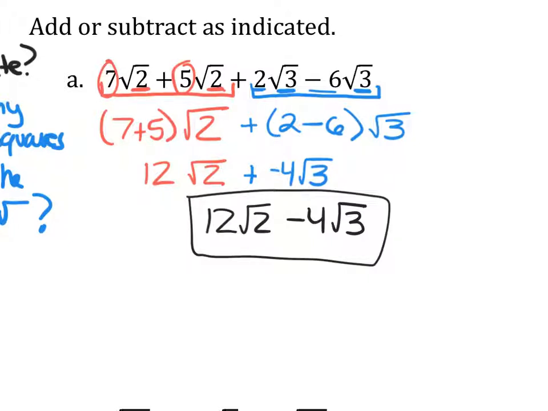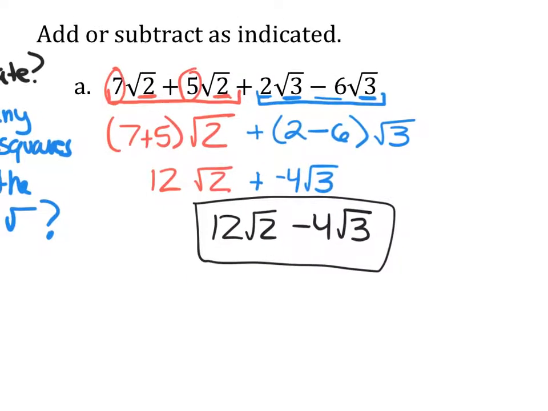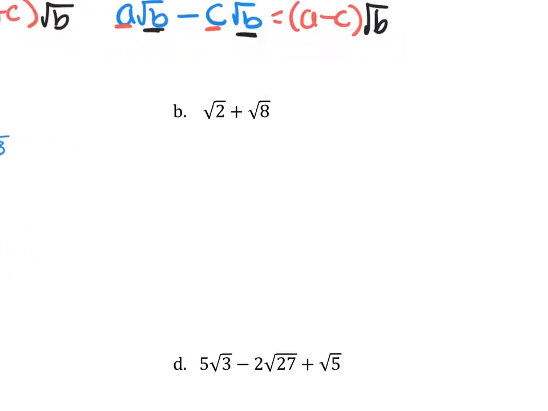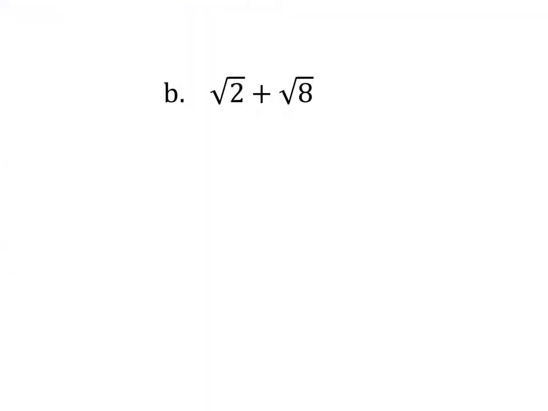Okay, that one was pretty straightforward because you didn't have to do any simplifying at the beginning. So do you guys have any questions? All right, let's take a look at letter B. So we have square root 2 plus square root 8. So we first have to simplify as much as possible.